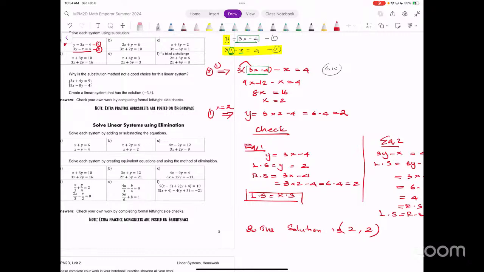And then you got x equal to 2. So how are you going to find y? You didn't find a y yet. We're going to find y from here because y is already isolated: 6 minus 2 times 2. Makes sense? Are you following that?